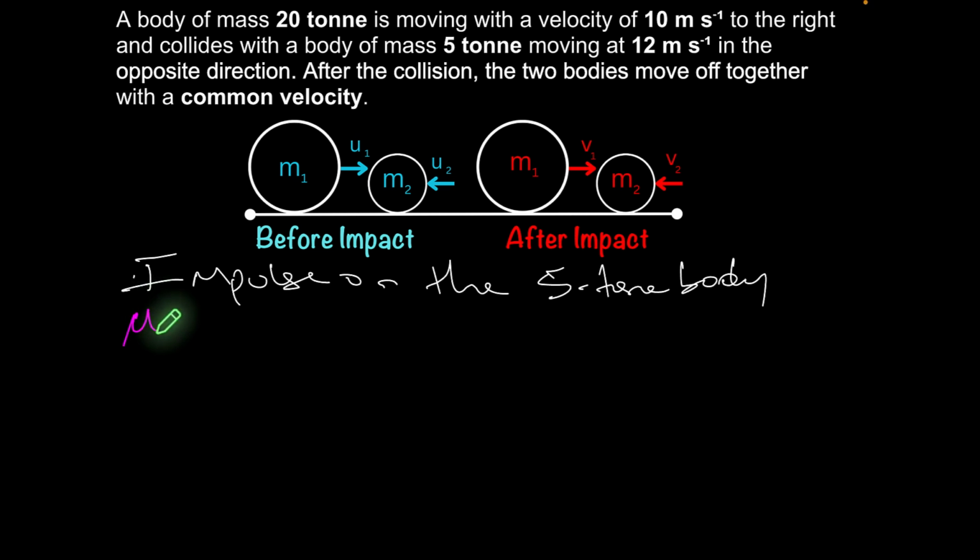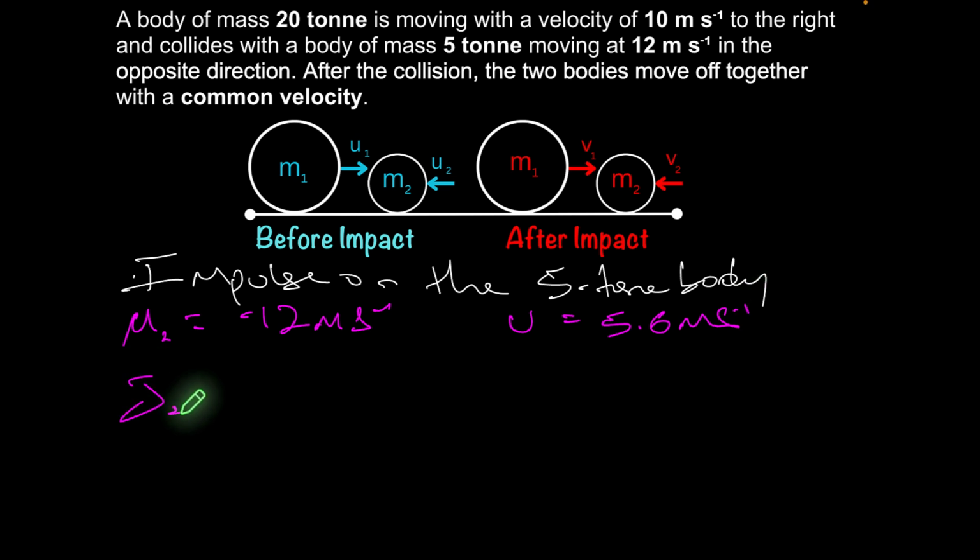So we have the initial velocity here of negative 12 meters per second, and we have the final velocity, which was the same as the previous, 5.6 meters per second. Now it's the same formula, so I'll just write this one as J2, which will be equal to M2 and our change in velocity here.